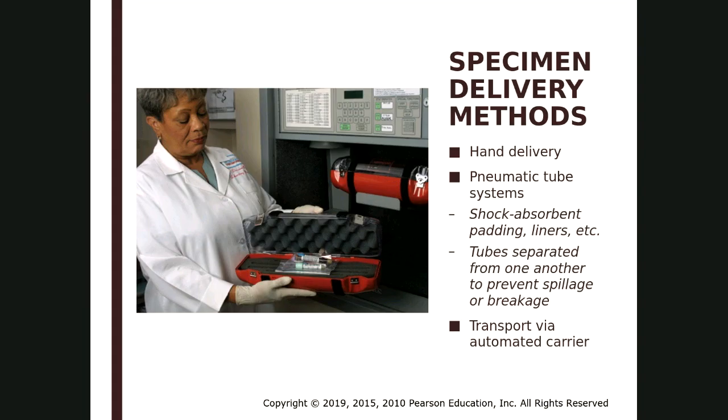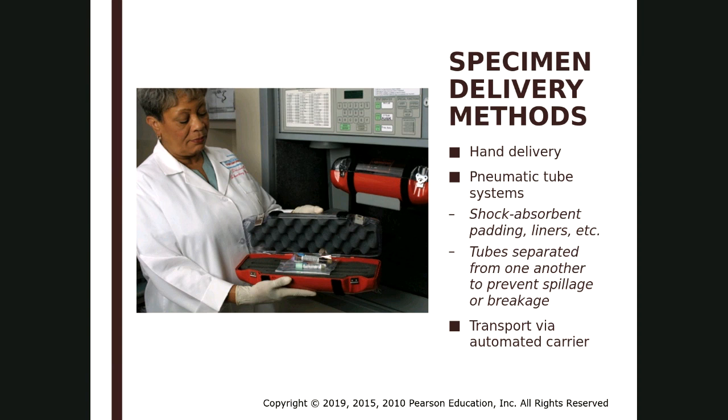Specimen delivery methods. We have a couple of different types of delivery methods. There is hand delivery. Hand delivery is required for timeliness of delivery to the laboratory. A log or data sheet for the specimens that are hand delivered to the laboratory is commonly used. And these are placed in test tube racks, awaiting delivery to the lab.